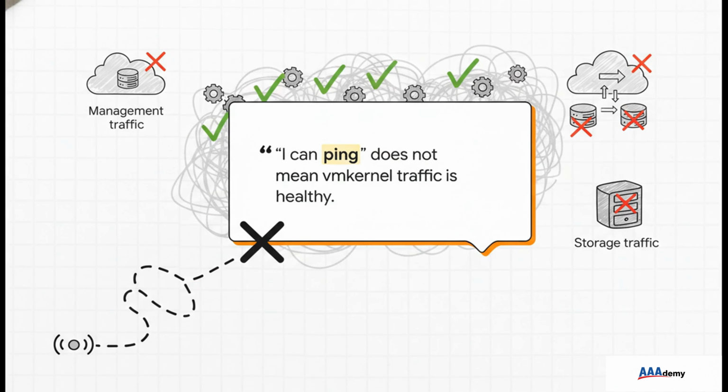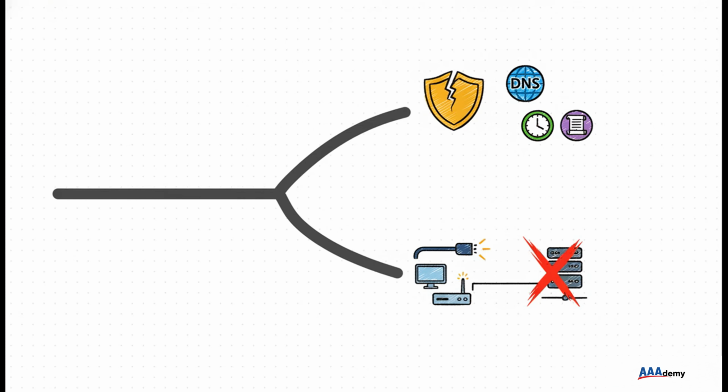And please, please burn this into your brain. This is a lesson that every single sysadmin has learned the hard way. I can ping it is not proof of anything. Seriously, all a ping tells you is that a tiny little packet can get from point A to point B. It proves almost nothing about whether the actual service is healthy. All your different kinds of traffic, management, vMotion, storage, they all use different network paths and ports, and any one of them can be broken, even when a ping works just fine. Never forget that.